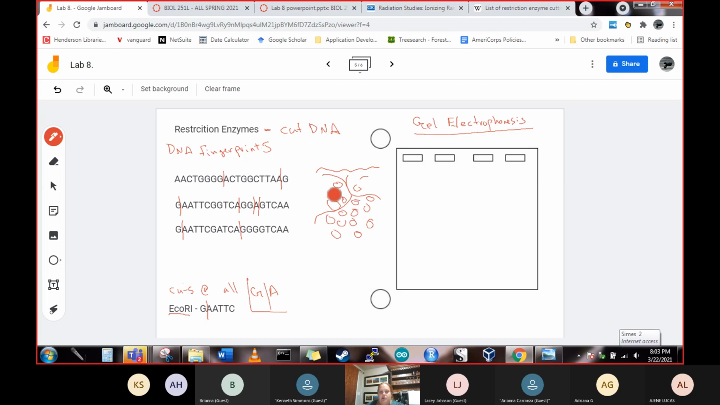But if you think about a short piece of DNA, like maybe this single G here, this short piece of DNA is just going to move right on through like the gel doesn't even exist. So it's going to move really fast. The further down, or the faster that the DNA is moving, the shorter that it is.